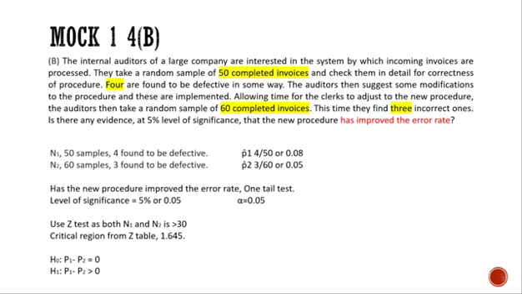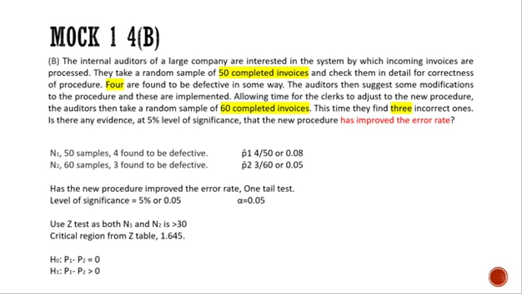The auditors then suggest some modifications to the procedure and these are implemented, allowing time for the clerks to adjust to the new procedure. The auditors then take a random sample of 60 completed invoices. This time they find 3 incorrect ones. Is there any evidence at 5% level of significance that the new procedure has improved the rate of error?